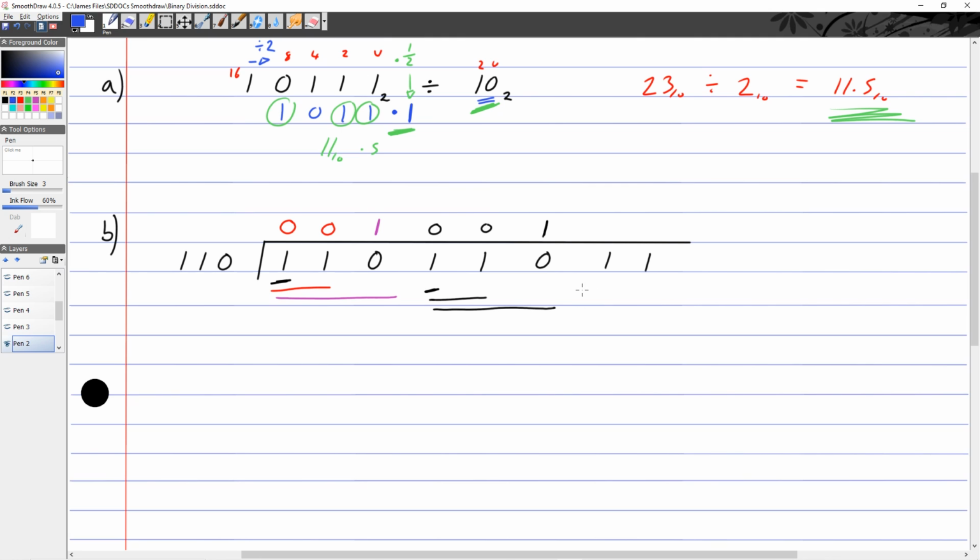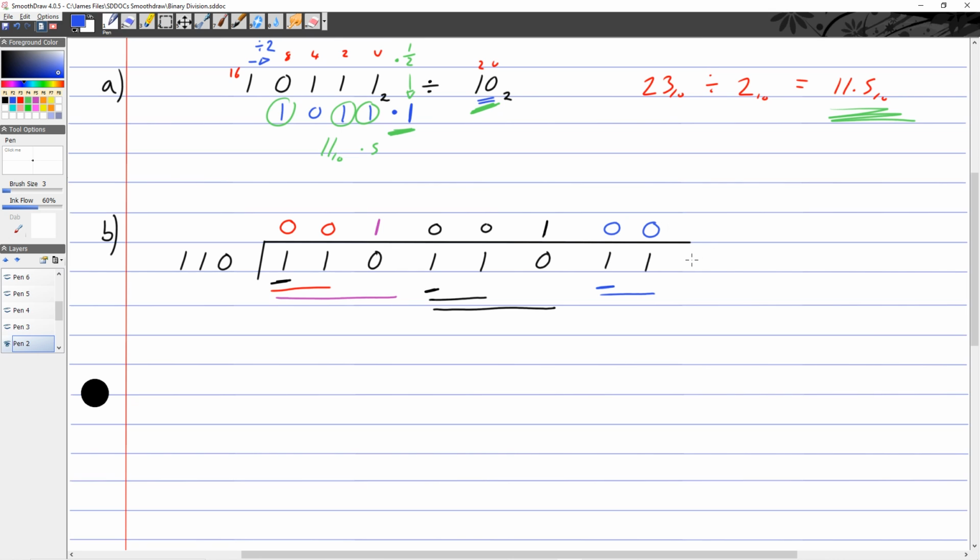Then we keep doing the same method. 110 will not fit into just 1 on its own. It won't fit into 11 because this is a 2-bit number and this is a 3-bit number, so this has to be bigger. The leading one's there. So now we can't just leave it at that.